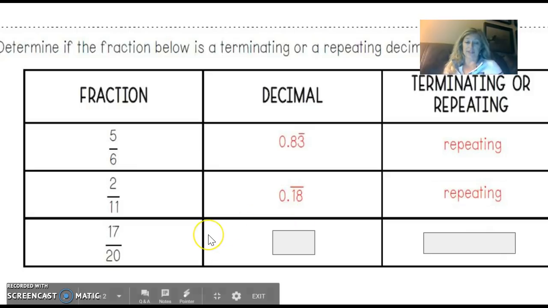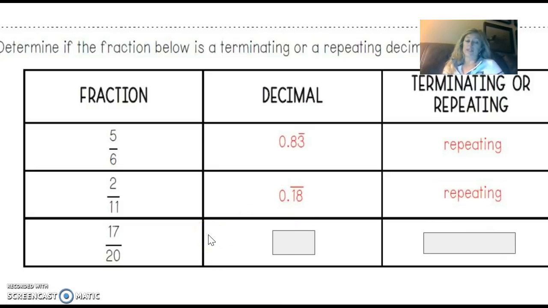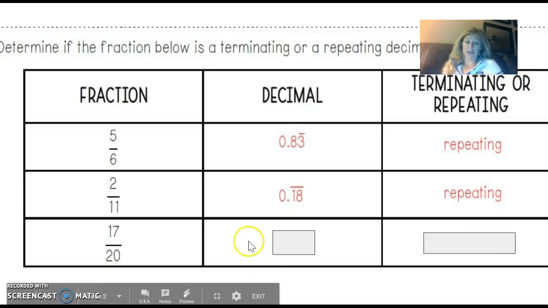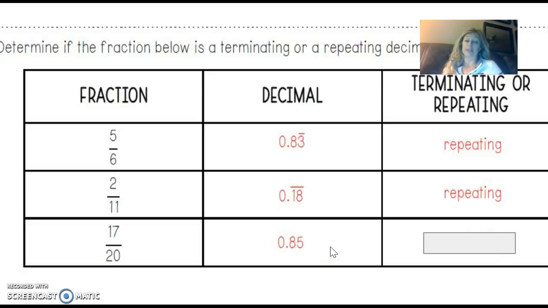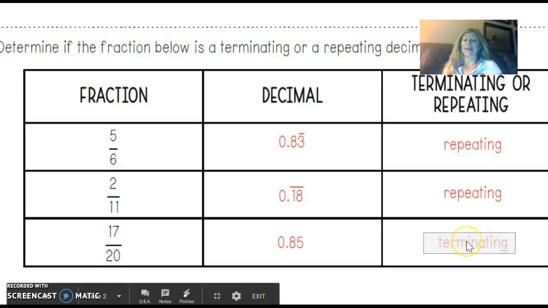Let's try it again with 17 over 20. 17 over 20 means 17 divided by 20. Go ahead and put it into your calculator. And you should get 0.85 or 85 hundredths. Because I can say it with place value, I know it is terminating. It means it ends. It didn't go on any more than that. Okay, make sure you have that. We're going to go on to the next slide.